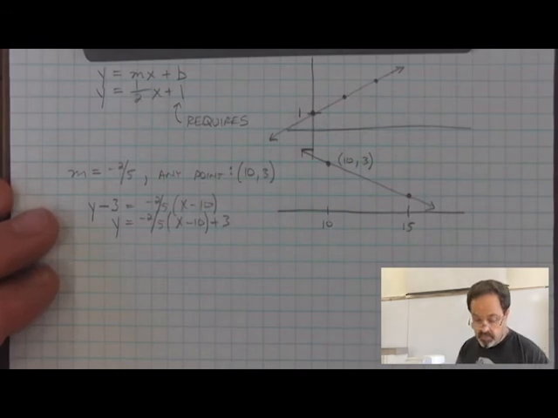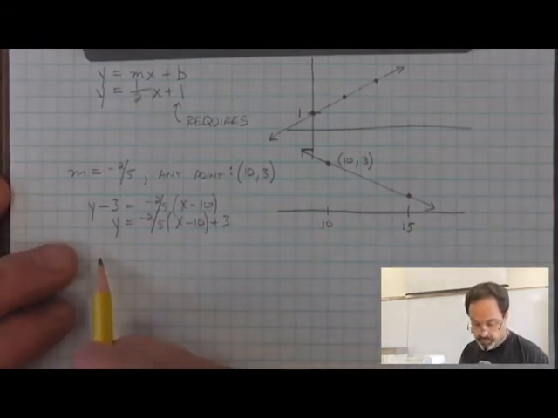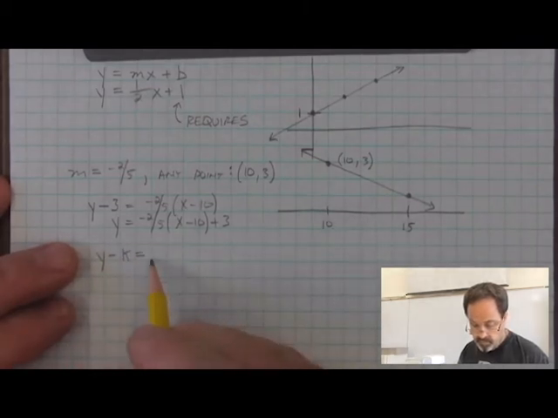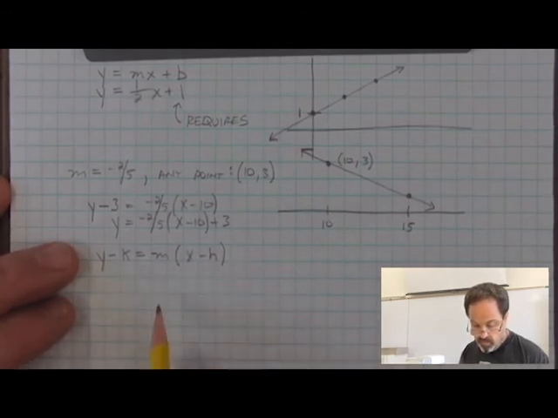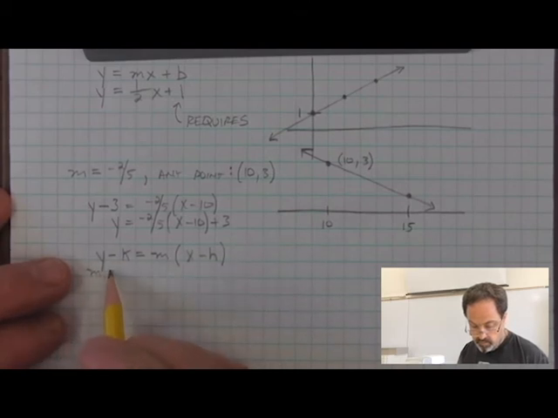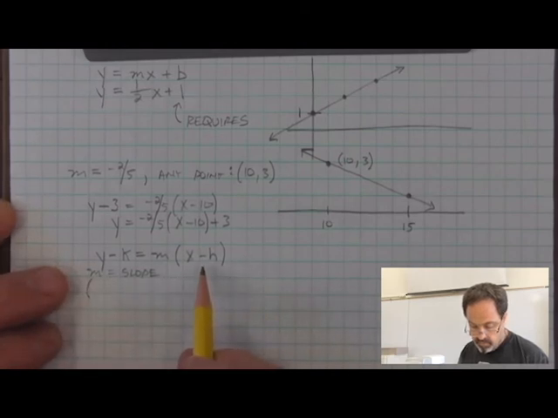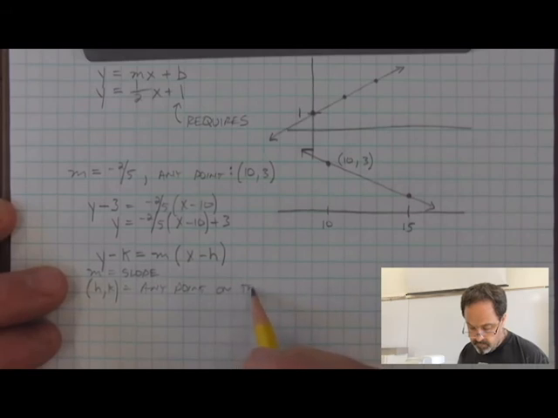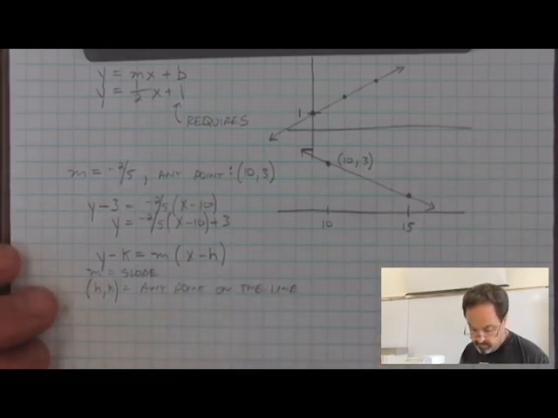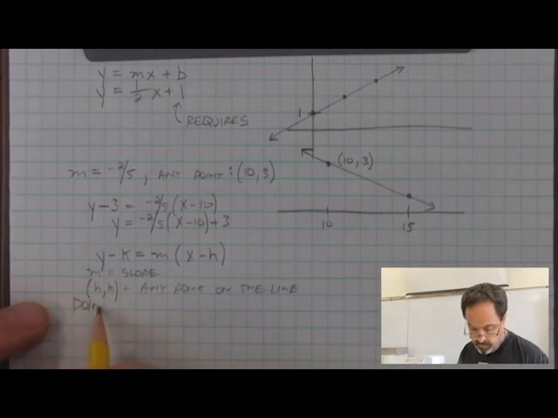In general, this form, called point-slope form, is y minus k is equal to the slope m times x minus h, where m is the slope and the coordinates h, k are the coordinates of any point on the line. And we call this point-slope form.